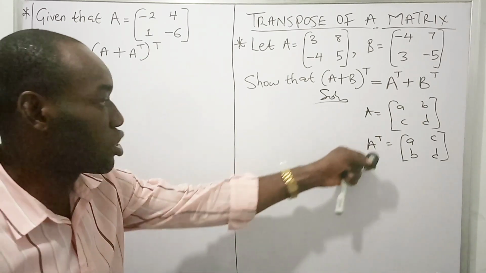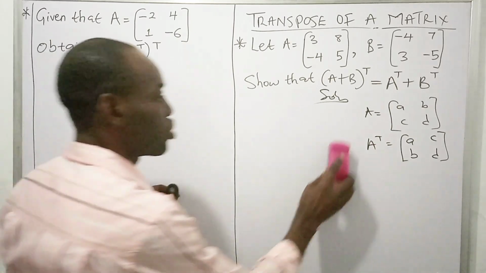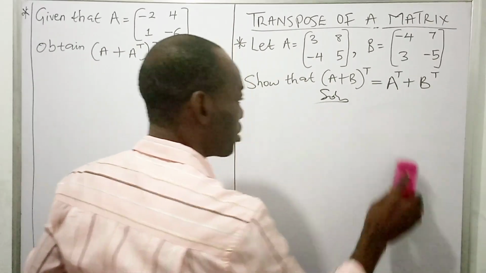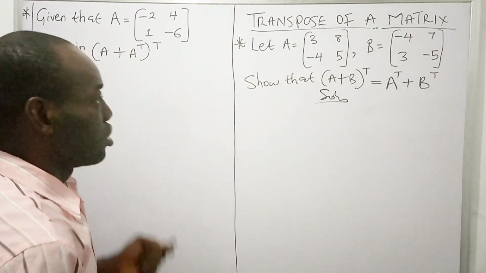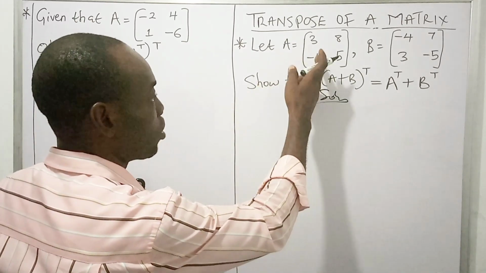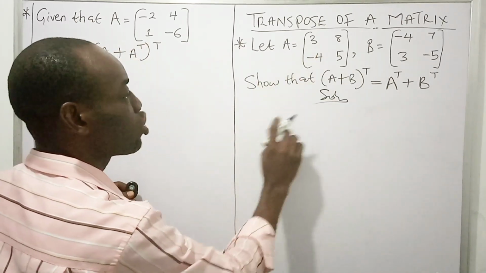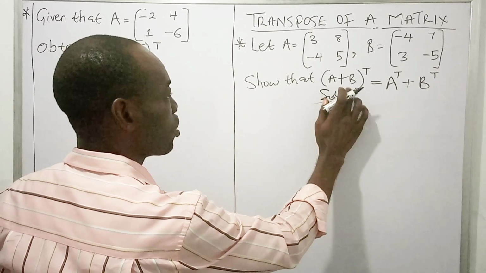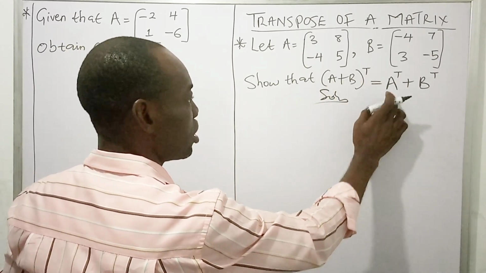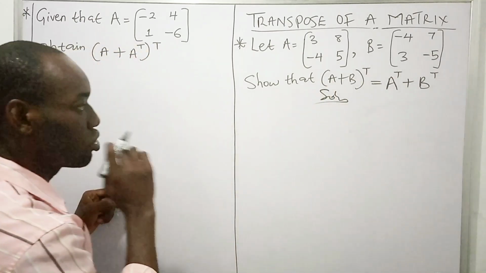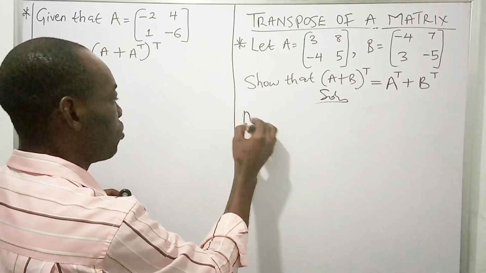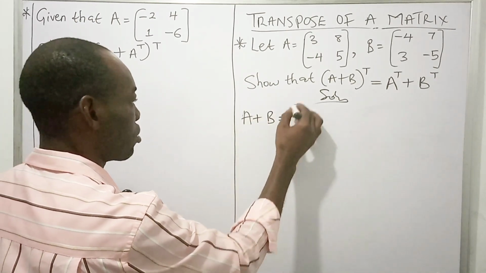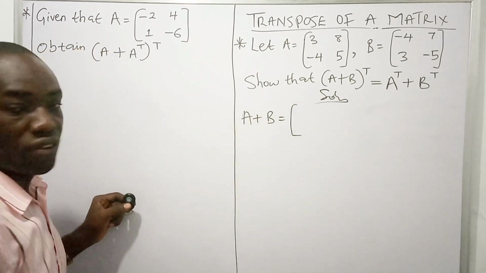So using that principle, let's resolve the two questions we have right here. The first one says, let A equal this and B equal that, and we have to show that, prove that (A plus B) transpose is the same thing as A transpose plus B transpose. Now let's get A plus B first.